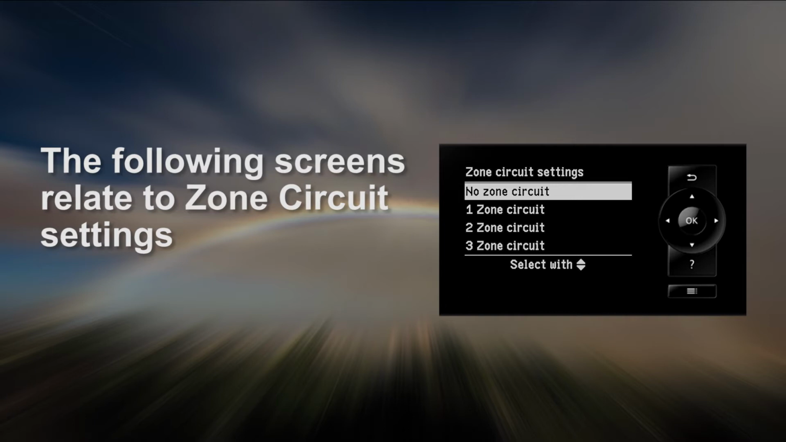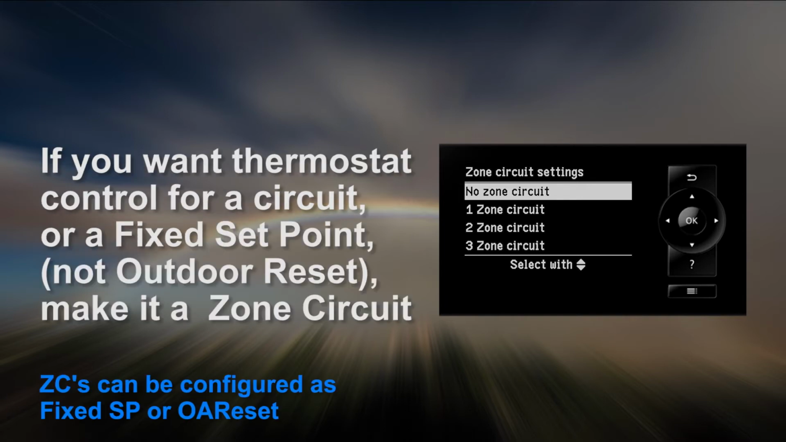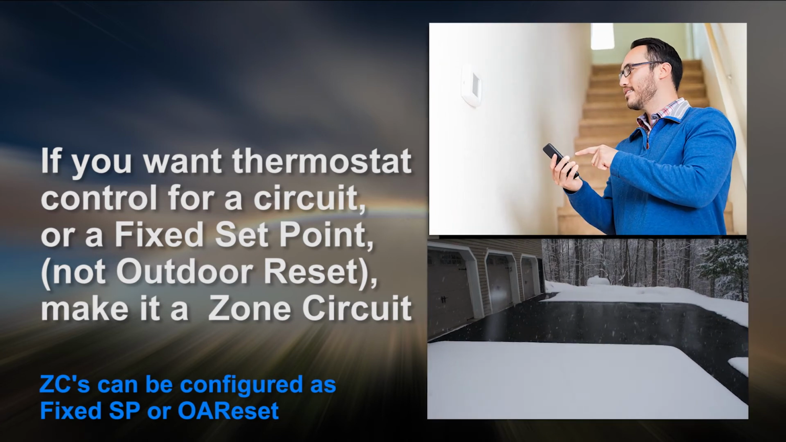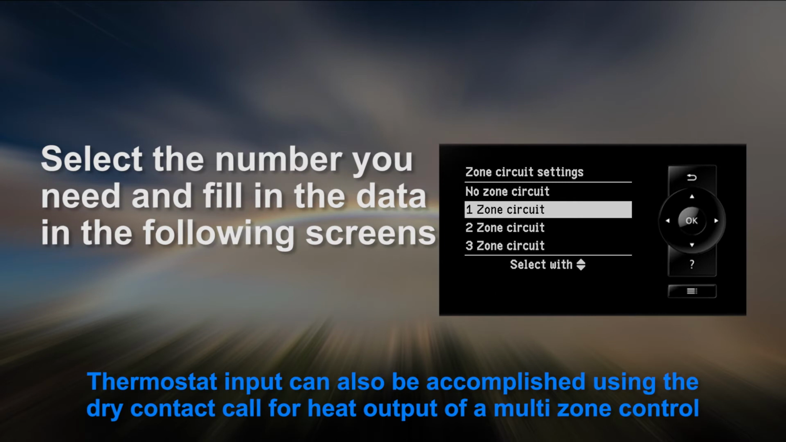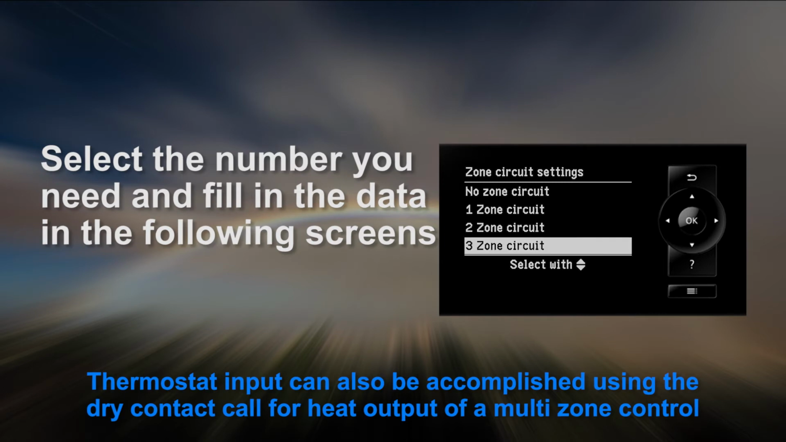The following screens relate to zone circuit settings. If you want thermostatic control for a circuit or a fixed set point, make it a zone circuit. The control can accommodate up to 3 thermostat-enabled zone circuits. Select the number you need and fill in the data on the following screens.